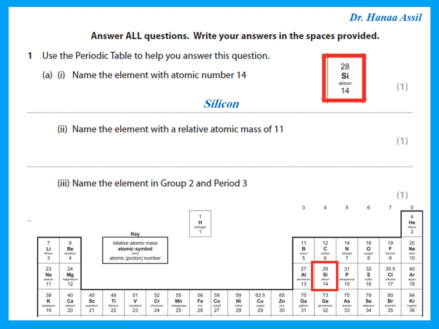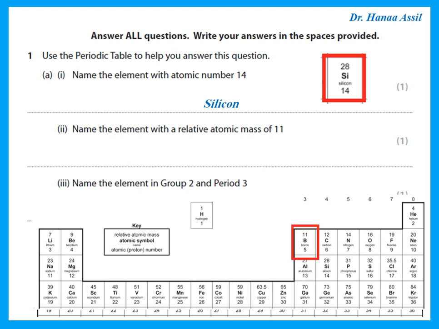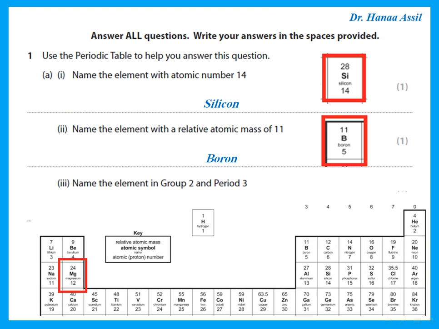Name the element with a relative atomic mass of 11. Where is atomic mass 11? Mass is the big number. So the one with atomic mass 11 is boron. Now he's saying name the element in group 2, period 3. Where is group 2, period 3? Again, remember that we count the periods starting from hydrogen and helium. So hydrogen and helium are in period 1, then lithium, beryllium, boron till neon, that's period 2. So the one in group 2, period 3 is magnesium.